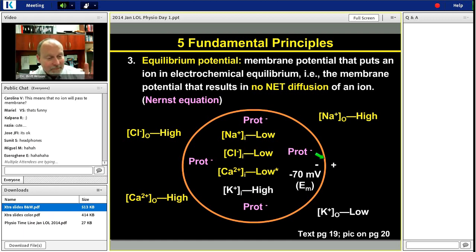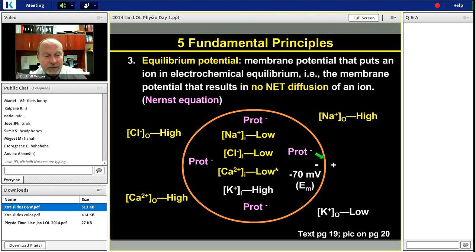Equilibrium potential means the membrane potential that puts an ion in electrochemical equilibrium. Each ion will have its own number, which means if the membrane potential gets to the number for the ion, at equilibrium, electrochemical equilibrium, it won't move. You may have a force going in, but it's balanced by the force going out. The forces are balancing each other.